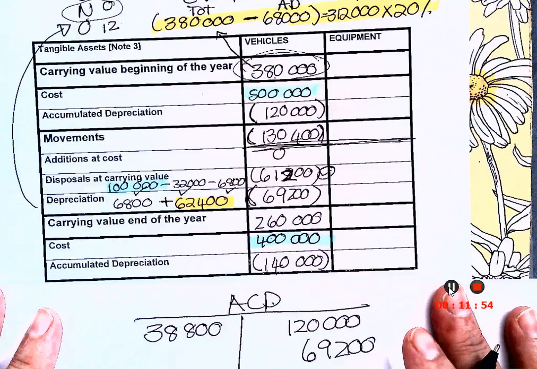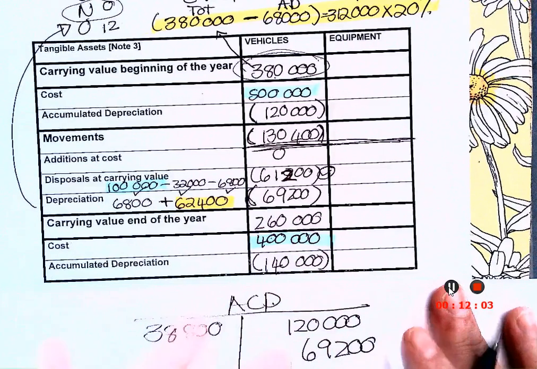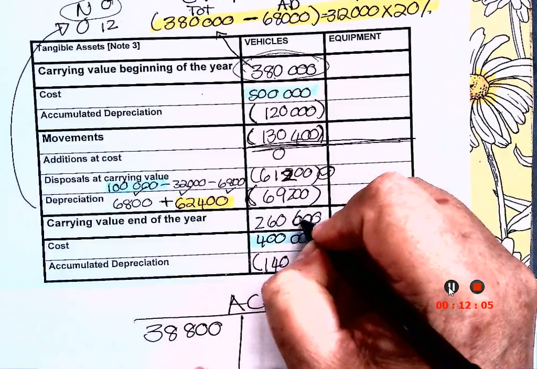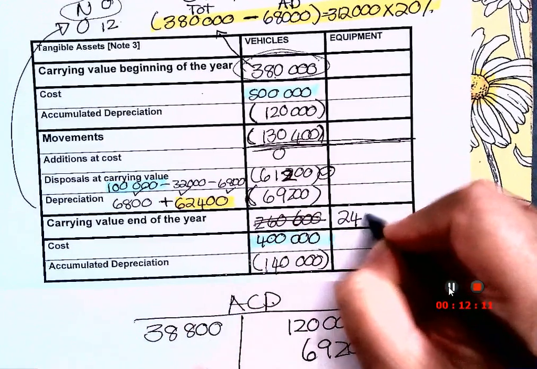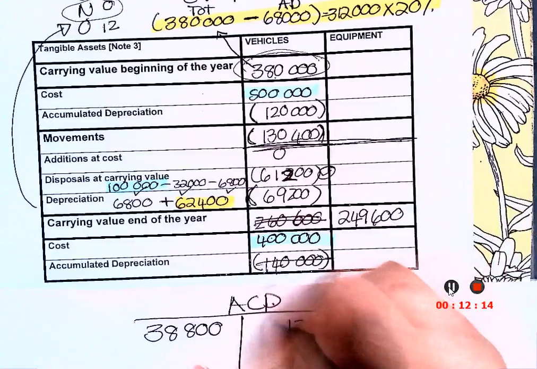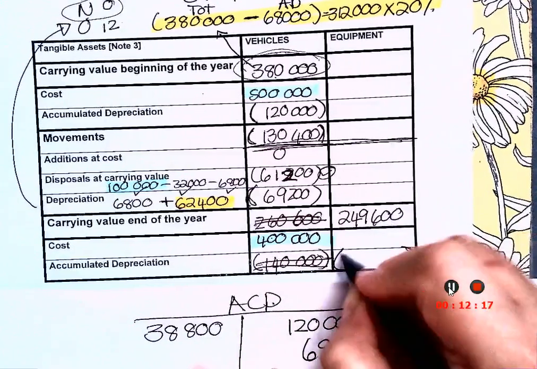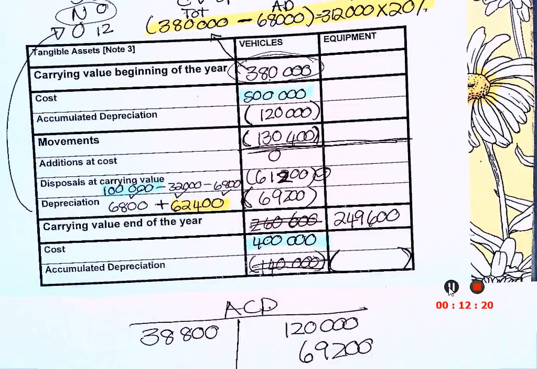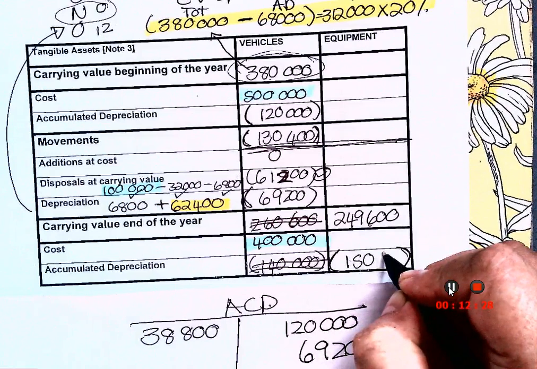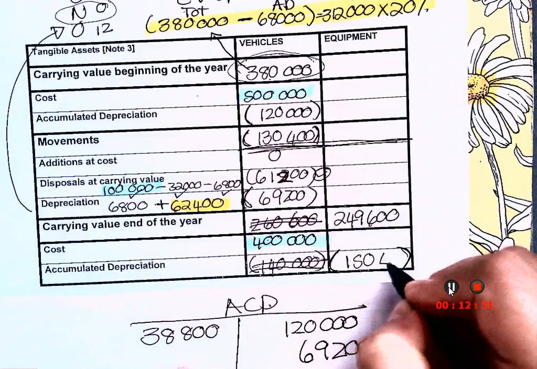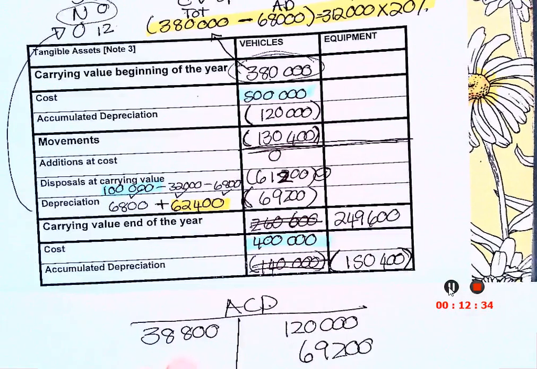Doesn't make sense. Something's wrong somewhere. Your total value at the end of the year. Isn't it 380 minus 130,400? Ah, that must be a 600. No, it's 249,600. Okay, 249,600. Yes. And this is then 150,400. 400, not 600. No, it's 400. Okay, then still we have a problem here.